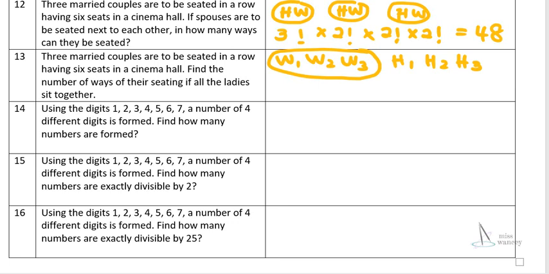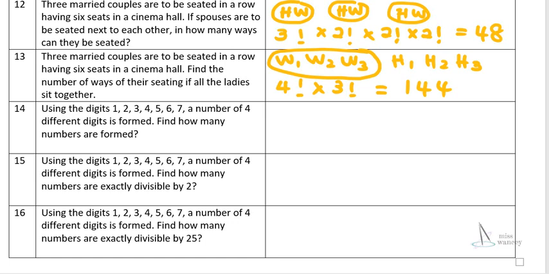Okay, so we have one group and 3 individuals. So altogether, we have 4 things to arrange. And then look at the group, you have 3 individuals, so multiply with 3 factorial. So 4 factorial times 3 factorial, this is 144.